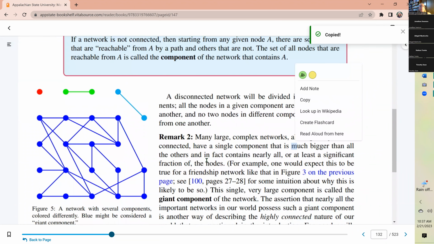Okay, so here's a network, and it's showing you that the darker blue would be your giant component. And from all these nodes in here, we cannot get to the ones that are out here. So that giant component is a network of several components colored differently. Blue might be considered the giant component. Any questions on that?